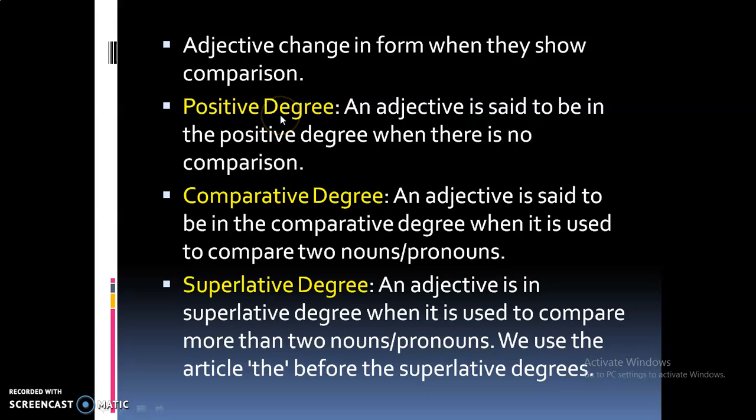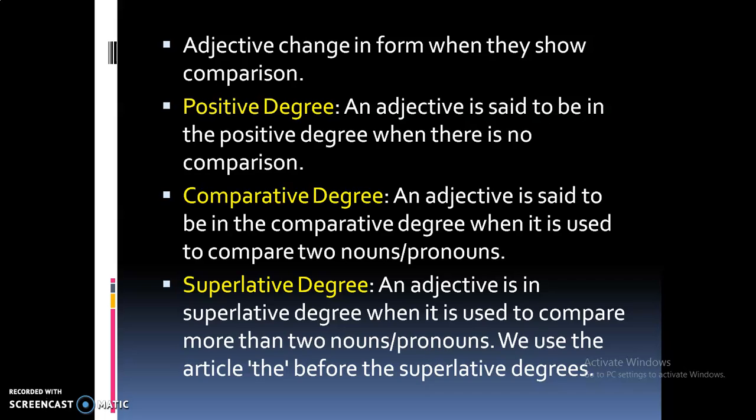So first, let us see the positive degree. An adjective is said to be in the positive degree when there is no comparison. For example, easy: the exam was easy. You are not making any comparison here. The word easy is an adjective and you are making a plain statement that the exam was easy. So here the word easy is in the positive degree.